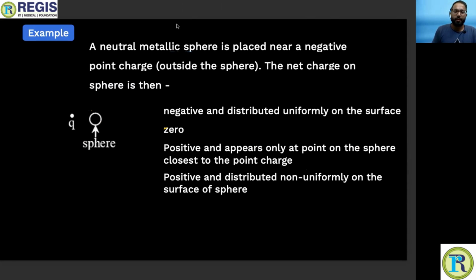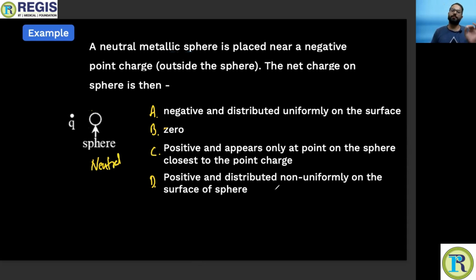The question is: a neutral metallic sphere is placed near a negative point charge outside the sphere. The net charge on the sphere is then, option A, option B, option C, and option D. Let's try this question. Let me solve it. A neutral metallic sphere is placed near a negative point charge outside the sphere.